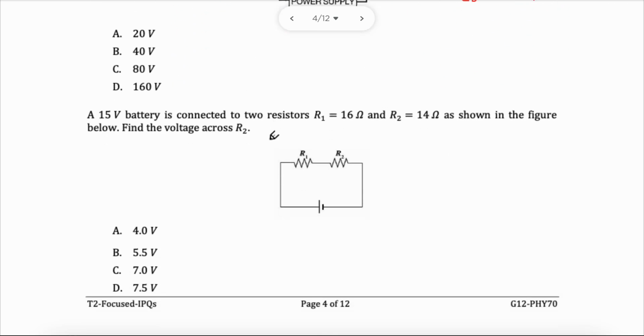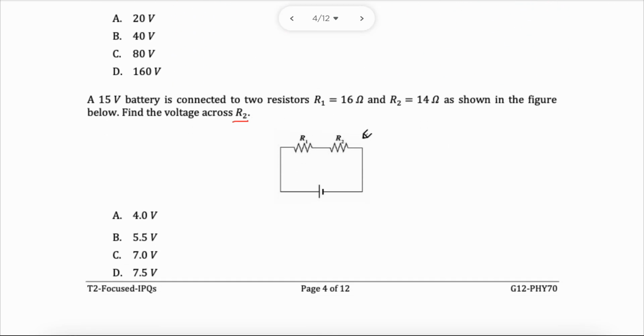Now we can move on and see this one here. We need to find the voltage across R2. That is, R1 is 16, R2 is 14, and we have a battery of 15 volts. So in this case, I will use my method that I like, the V out formula. V out equals V in times R over R total. V in is my 15 volts, and I'm going to multiply that by the R I need, R2, 14, not 16, 14 divided by the total.